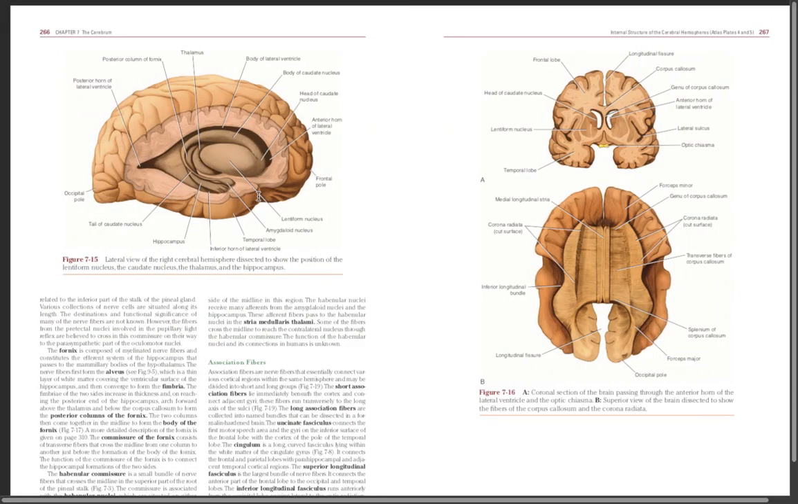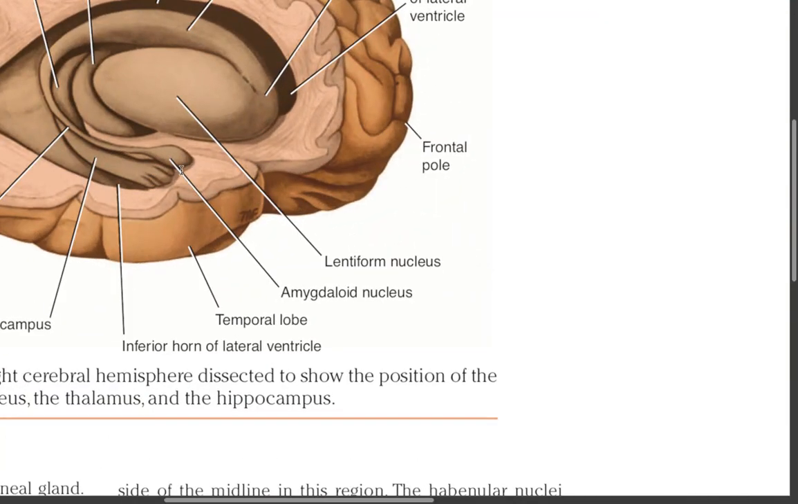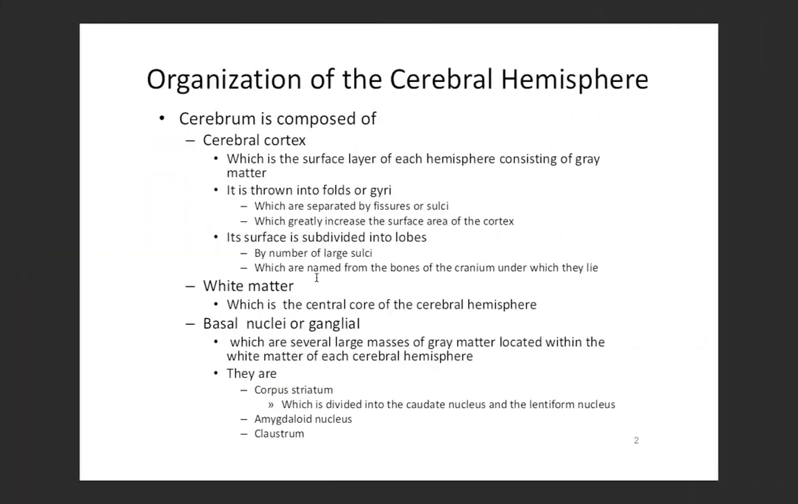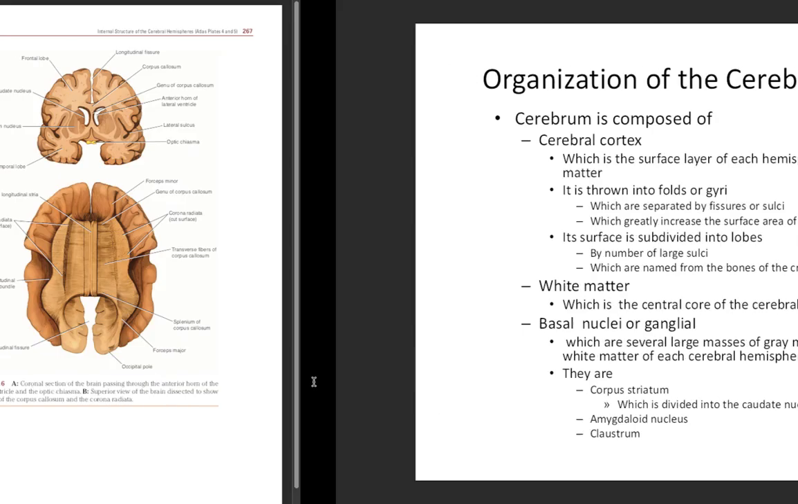If you just observe this little structure in here, the little circular, most inferior one is called the amygdaloid nucleus. Amygdaloid nucleus, okay? And the final component of the basal nuclei is called the claustrum, which is not identified in that picture.